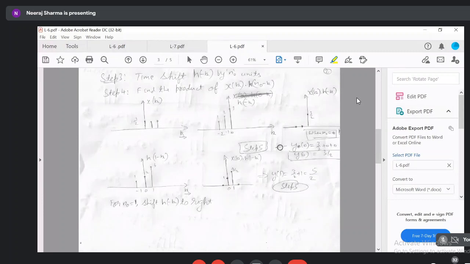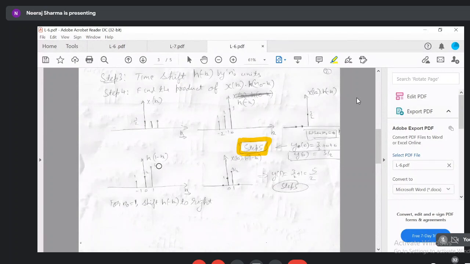So step number 5, right? This is step number 5. Step number 5 says that add all the samples in the product sequence. So 3 by 2 plus 0 plus 0 plus 0 and so on. So y0 will be equal to 3 by 2. Hence we have obtained the output sequence, that is output signal y of n at n equal to 0, right, in this particular step. So this step is over.